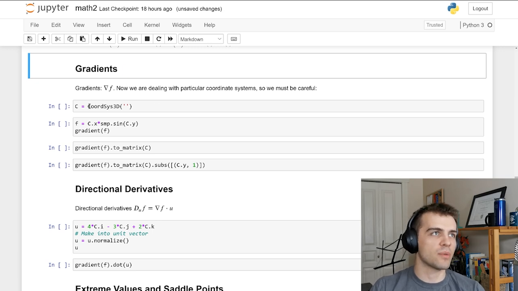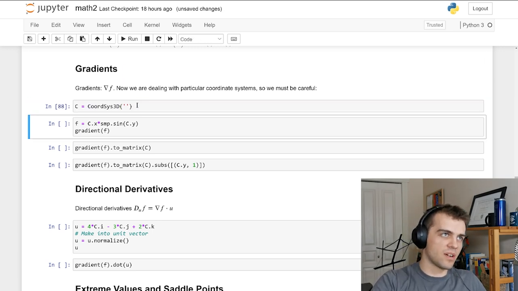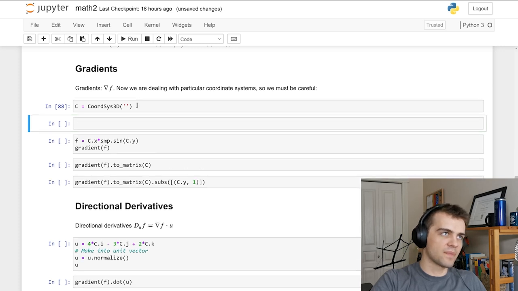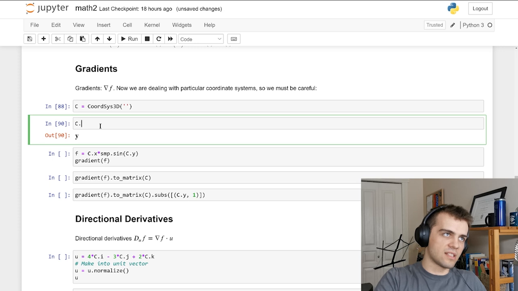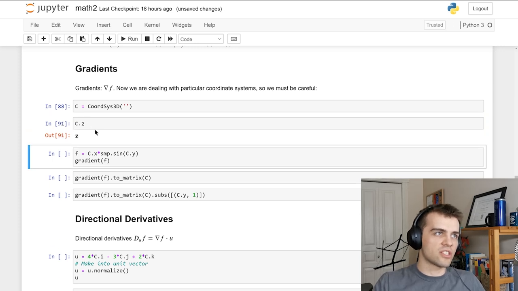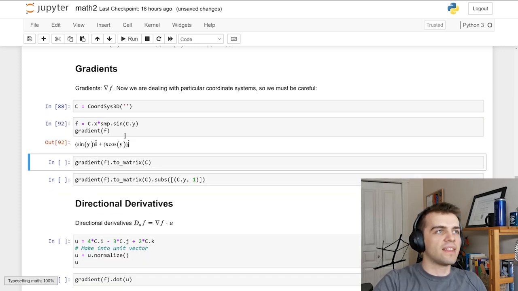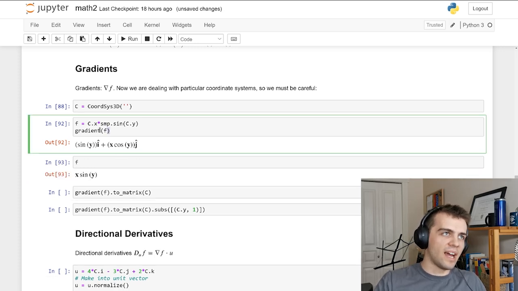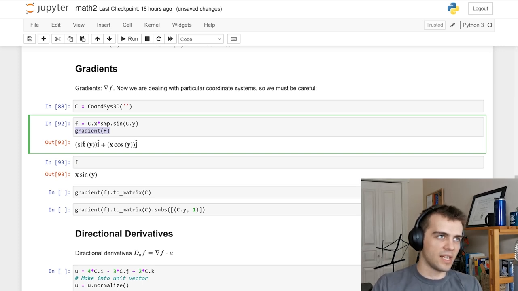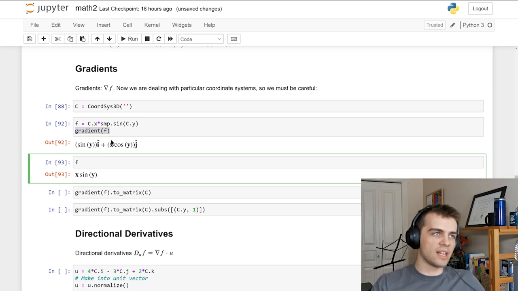For this in SymPy, you deal with these 3D coordinate systems. So here I have my coordinate system C, and I define my variables C.x, C.y, and C.z. So I'm in a Cartesian system, right? And then for gradients, if I have my function f here, I have x sin y, and then I've imported the SymPy gradient function. It automatically knows to take the gradient of this, knowing that these are Cartesian variables. And so gradient f looks like this.